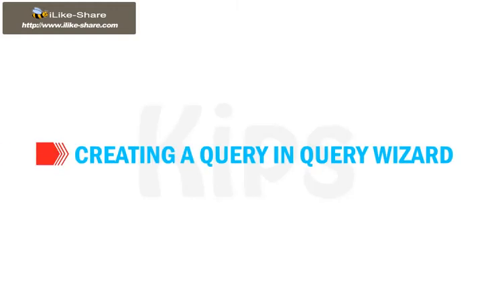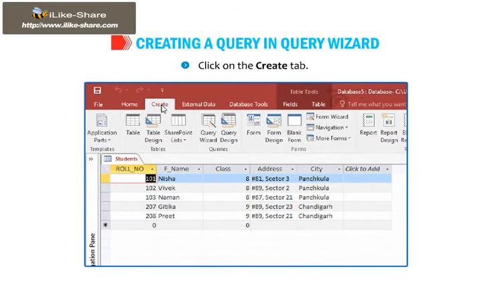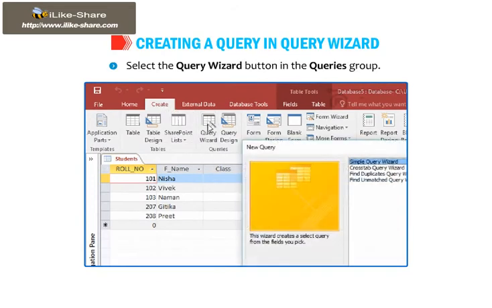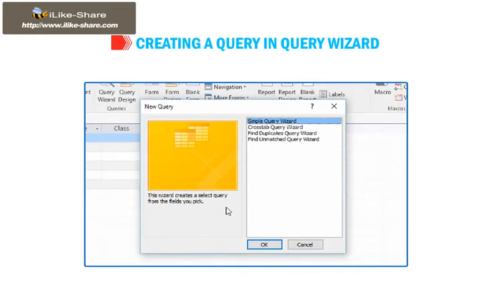Now let us learn how to create a query in Query Wizard. To create a query in Query Wizard, click on the Create tab. Select the Query Wizard button in the Queries group. The New Query dialog box appears. The Simple Query Wizard option is selected by default.